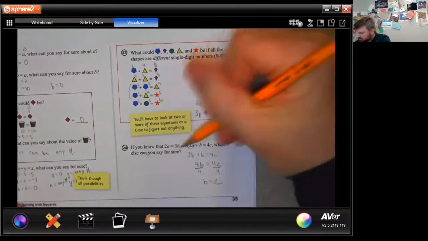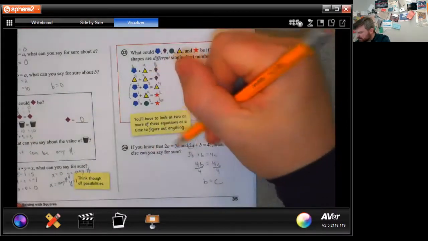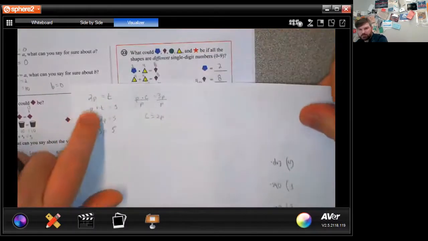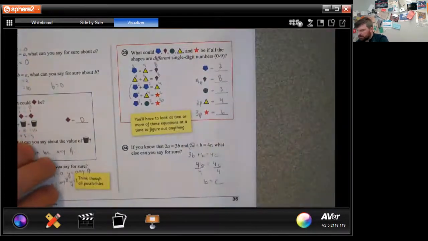Okay, all I did was substitute. I took this value in for another value, which is what we kind of did up here with some of those. Okay. Turn the page to 36.